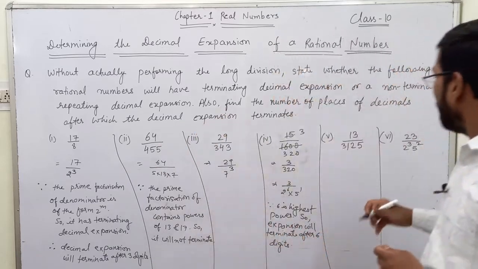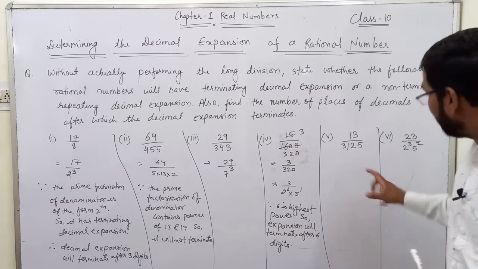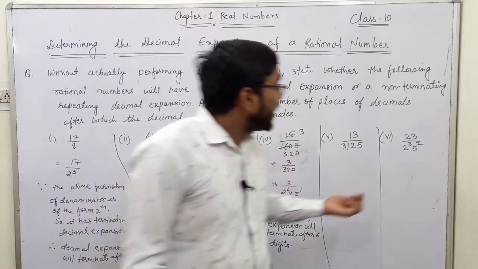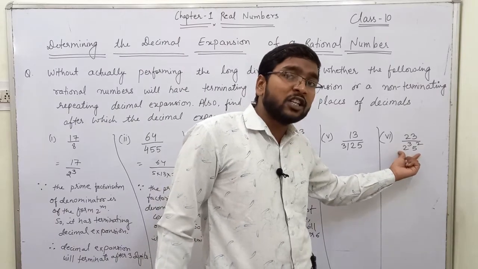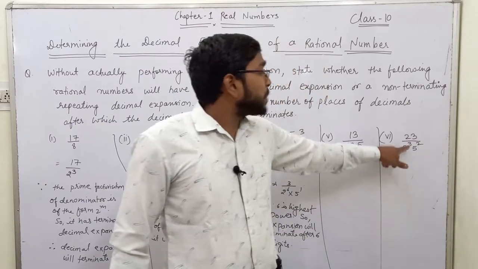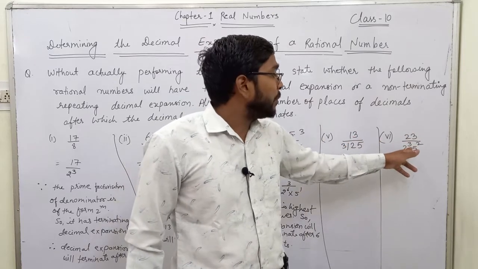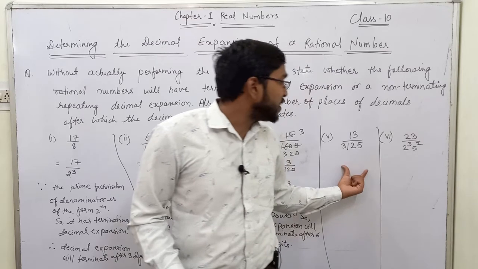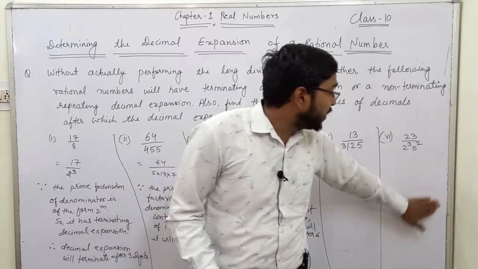Okay. In the last problem also, it is given that the power of 2 is 3 and the power of 5 is 2. So this decimal expansion will terminate, and the highest power is 3. So the decimal expansion will terminate after 3 digits. I hope you will do both these questions and will have no difficulty in doing them.